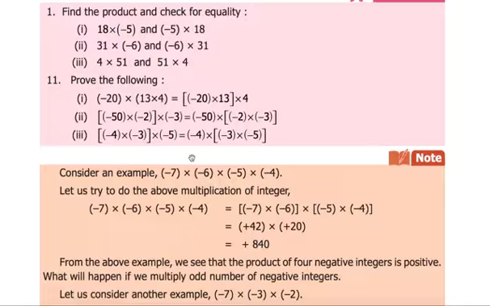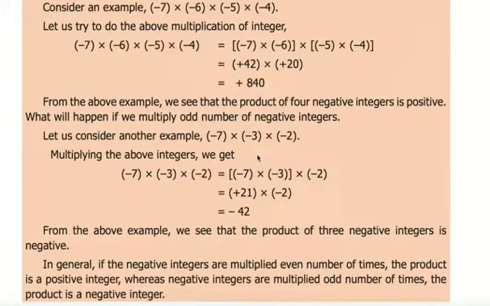Find the product and check for equality. They are equal. These are also equal. These are also equal. Prove the following. Yes, they are same. Okay, consider an example. Minus 7 into minus 6, minus 5 into minus 4. So this is a positive number only. 30, 4 is 120, 7 is 840.